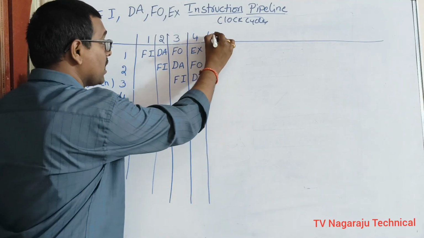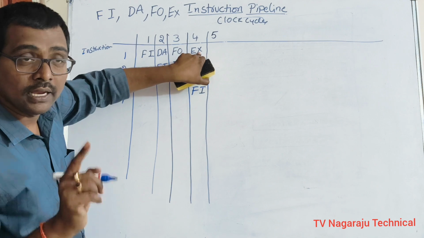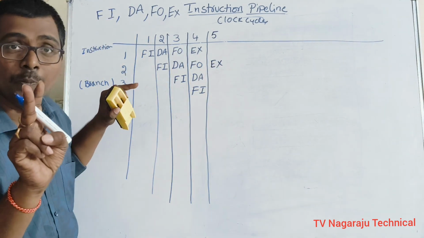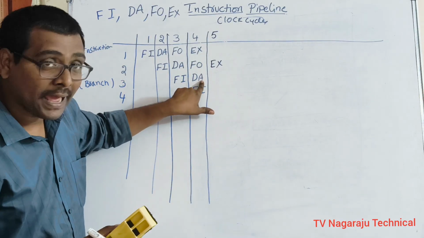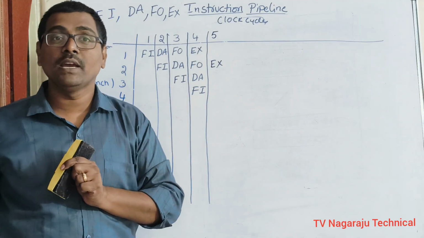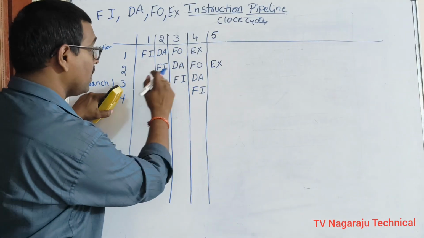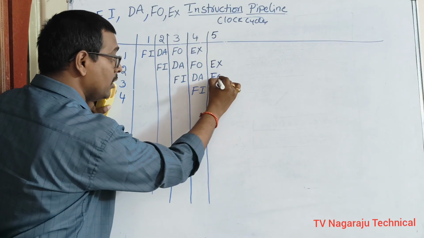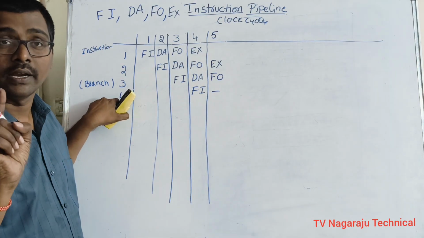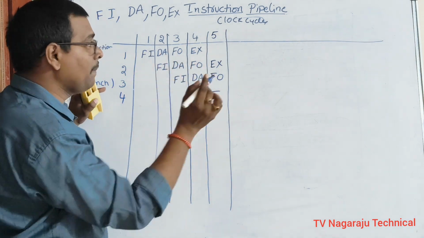Clear? Now understand carefully. At clock cycle number 5, instruction 1 is already completed. Instruction 2 is entered into execution. There is no problem. Why? If it is a branch instruction, the next instructions' fetching and decoding phases are not possible, but the previous execution is possible, and instruction 3 is entered into the third stage. Now instruction 4 doesn't perform any operation. That is the branch, that is update the PC.